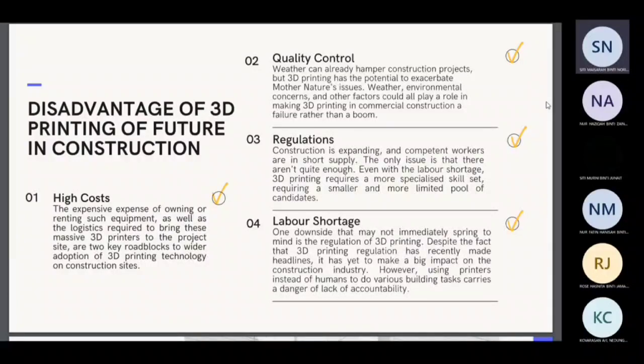The third disadvantage is labor shortage. Construction is expanding and competent workers are in short supply. Even with the labor shortage, 3D printing requires a more specialized skill set, requiring a smaller and more limited pool of candidates. And the last disadvantage is regulation. One downside that may not immediately spring to mind is the regulation of 3D printing. Despite the fact that 3D printing regulation has recently made headlines, it has yet to make a big impact on the construction industry. However, using printers instead of humans to do various building does carry a danger of lack of accountability.